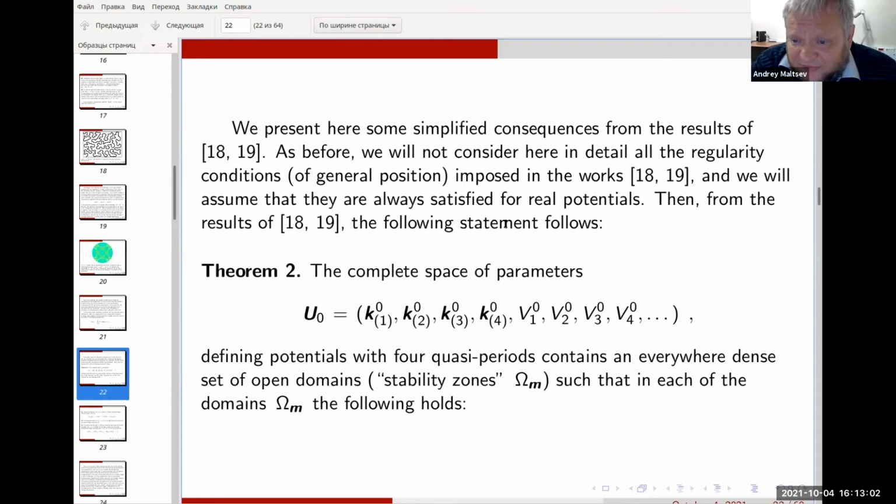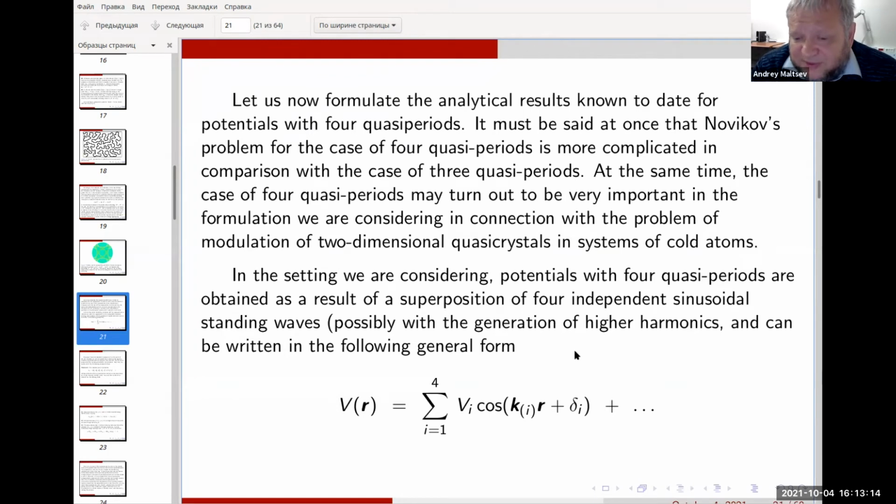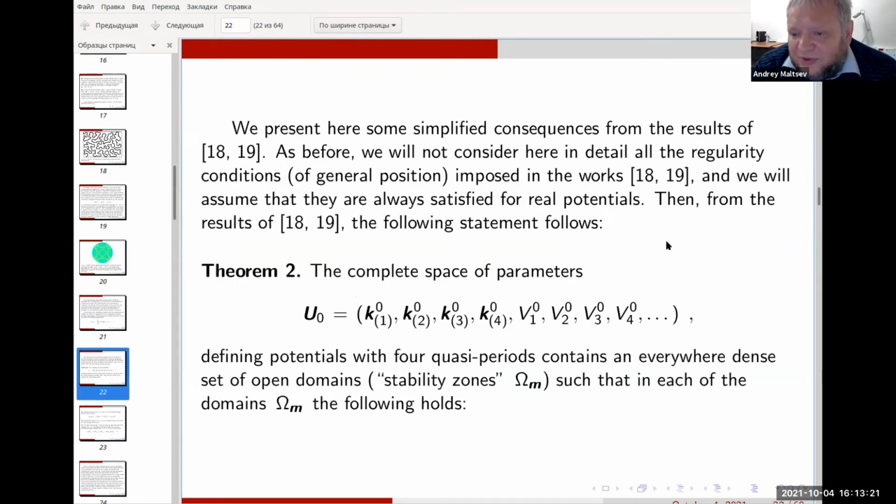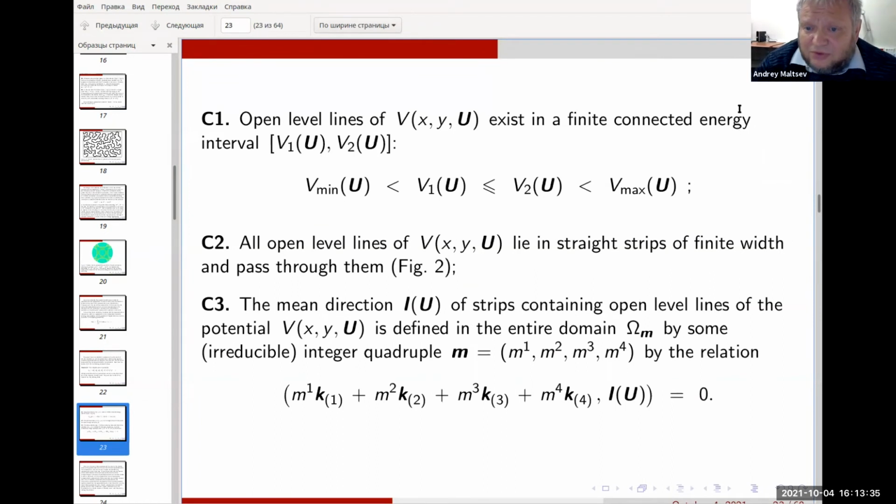They are complicated enough. So let us consider, for example, let us formulate now the topological results for the potentials with 4 quasi-periods. Just for simplicity, let us consider the space of parameters, which is given like here by the amplitudes of the standing waves, their wave vectors, maybe phase shifts, and so on. So in this case, these results were obtained by Novikov and Dynnikov. We can formulate the following statements.